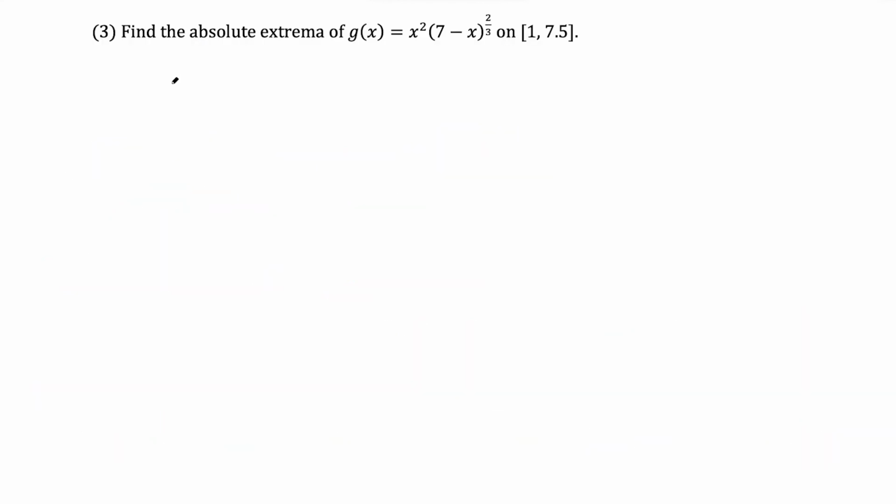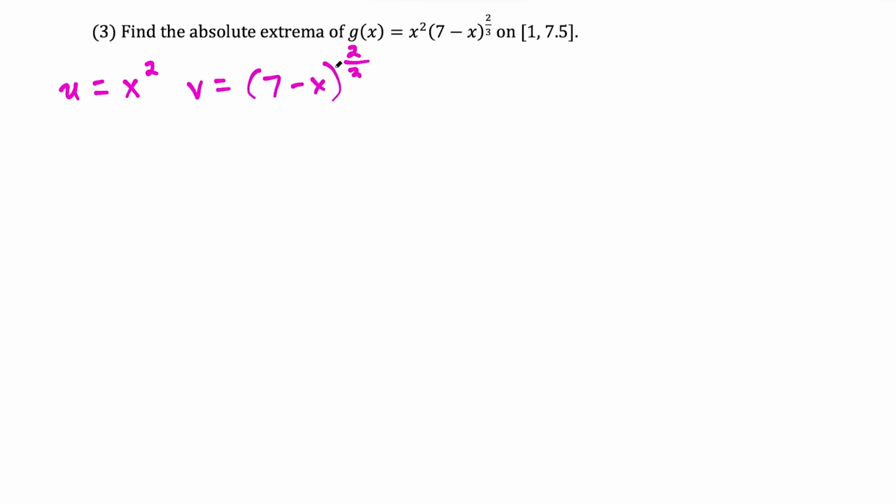Question 3, we're going to find the absolute extrema of g of x, and we're on the interval from 1 to 7.5. So g of x, there's a product here, so we're going to use the product rule. So we'll say u, the first term in our product, is x squared, and v, the second term in our product, is 7 minus x to the 2/3 power.